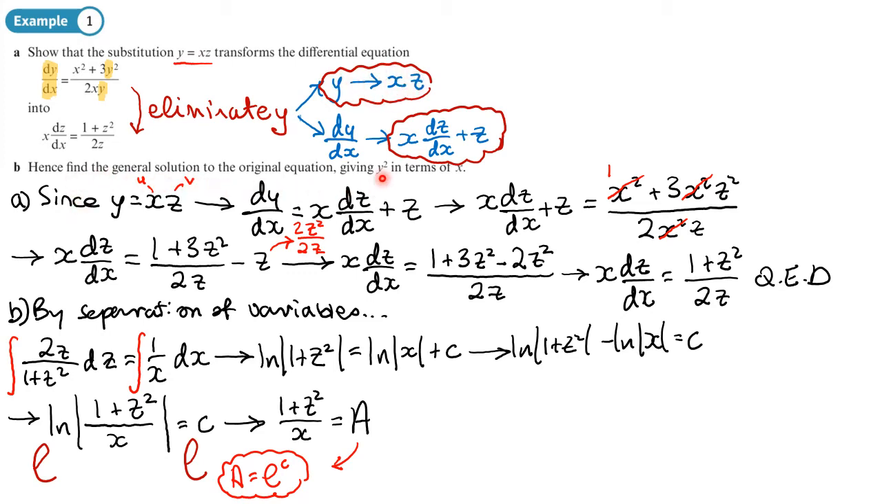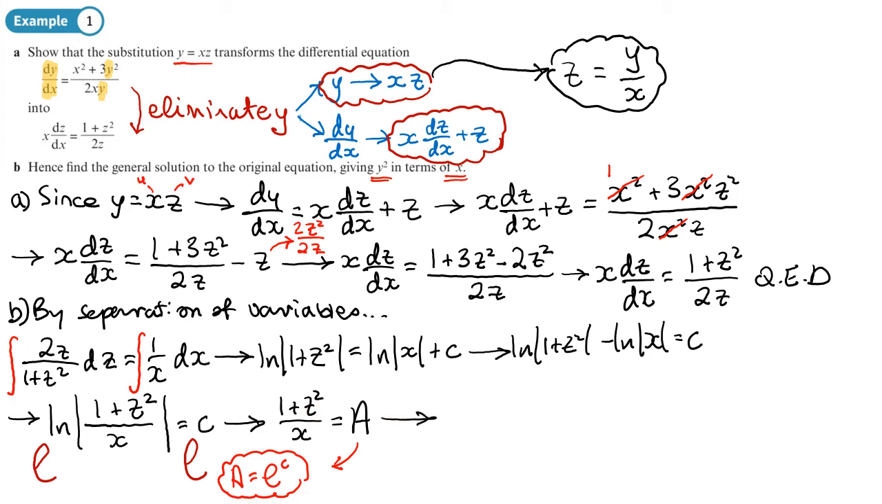Now, if I have a look, my final answer needs to be in terms of y squared and x. So I need to eliminate z. So using the substitution that I was given right at the very start, which is this one here, I can write z equals y over x. So I will use that to get rid of any z's. So here, replace that with y over x all squared. I think that's the only one.